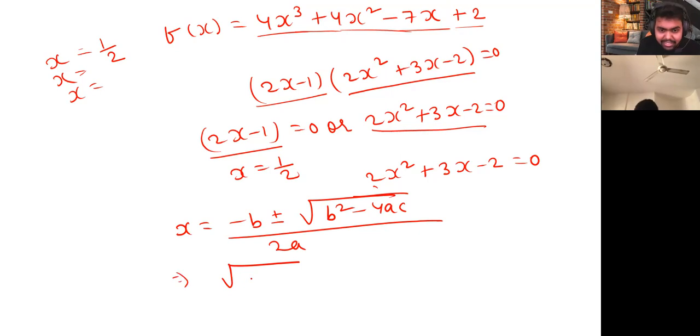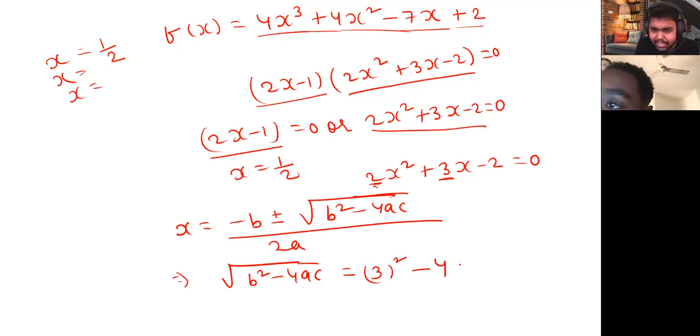I'm solving. See here, b square minus 4ac. What is b square? 3 square. Minus 4ac. 4a, what is my a? My a is 2. So I'm writing into 2. What is my c? My c is minus 2. Is it clear?